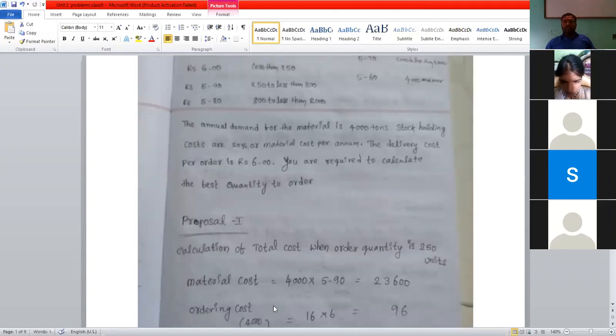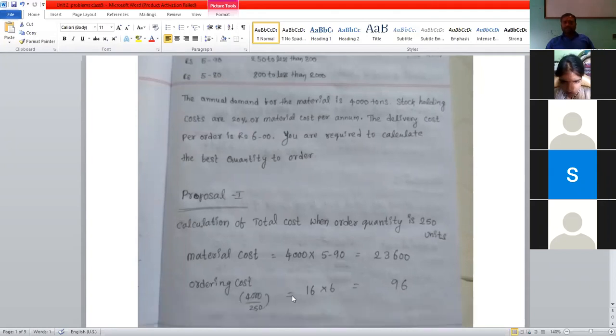That gives 23,600. Then the ordering cost: since the order size is 250 units out of 4000, we divide 4000 by 250, which gives 16. The cost of placing an order is 6. So with 250 units every time, we have 16 orders. So 16 into 6 is 96.